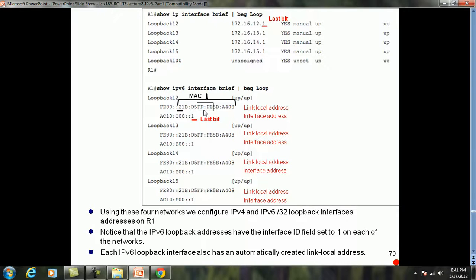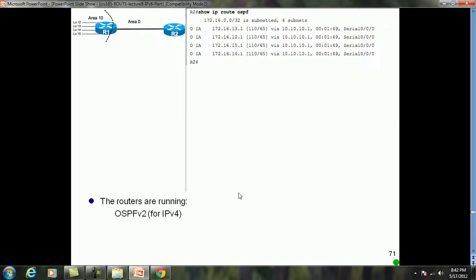Link local addresses are created. Every IPv6 address gets a link local address. Can you see FE80? And it is the same for all four loopbacks. Physical MAC address: loopbacks don't have a MAC address, but it generates one automatically. So they all have the same link local address. Can you see here? FE80, 21B, everything. So all four have the same link local address.